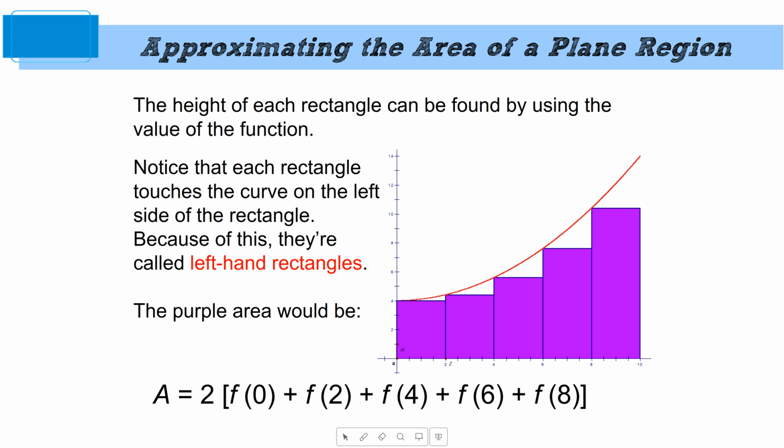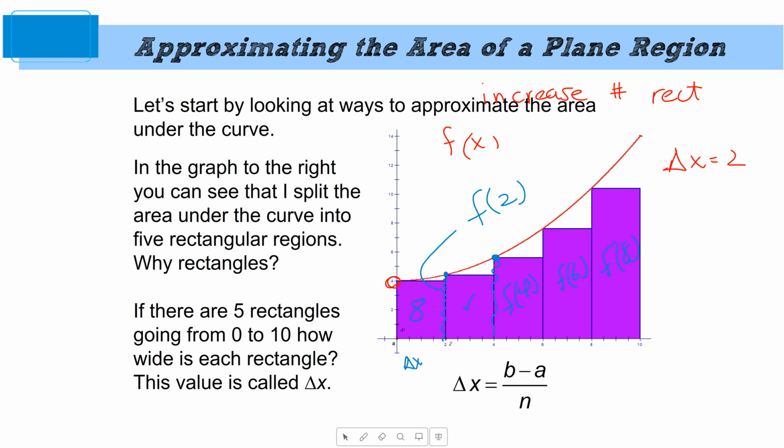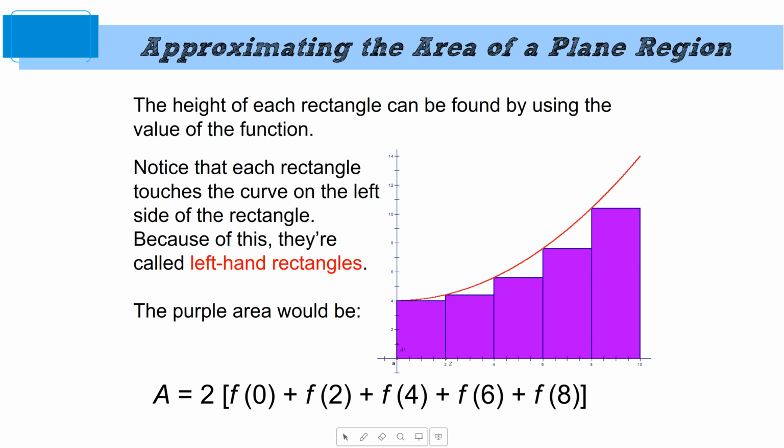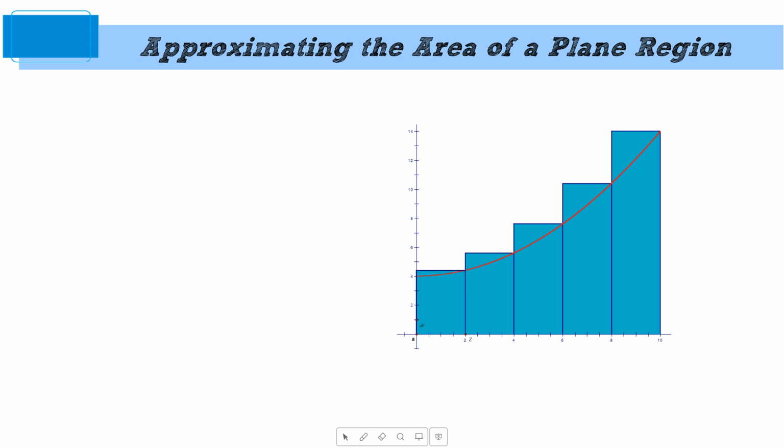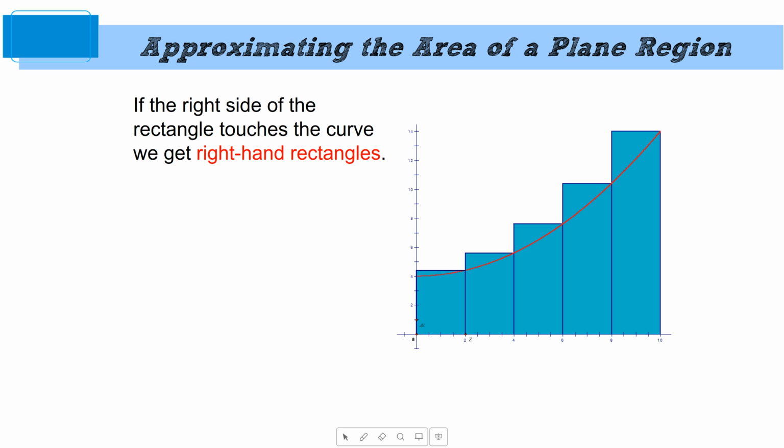If I take this rectangle, for instance, I go up the left-hand side of the rectangle to see where it touches the curve. That's called, strangely enough, a left-handed rectangle, as it says right there. You can pretty much figure out what a right-handed rectangle looks like. It's when the right-hand side of the rectangle touches the curve. Are we good? Okay, right-hand rectangles.